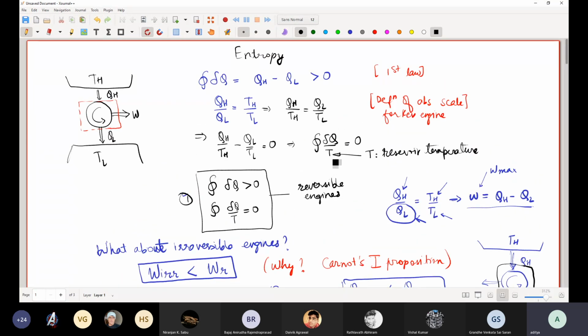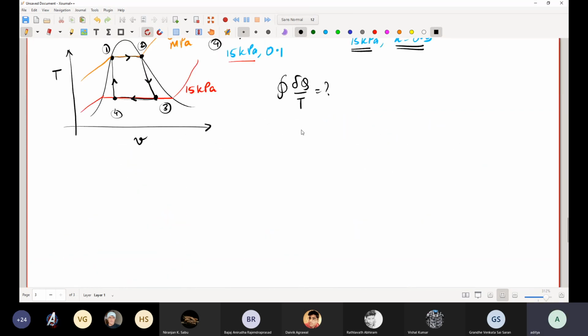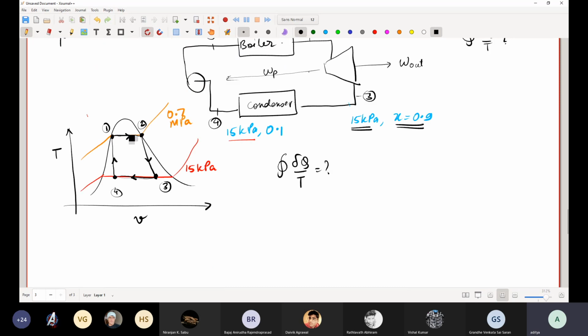But when we analyze cyclic processes like this, when you want the heat transfer to happen across these two, this T will be considered to be the temperature at the boundary between this and this. We won't say that it's the reservoir temperature. This boundary temperature is TL, this boundary temperature is TH. So this T for the case of boiler and condenser will be the saturation temperature. This will be TH, this will be TL.